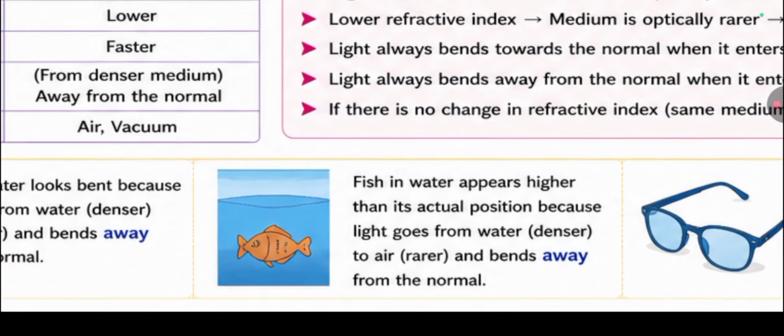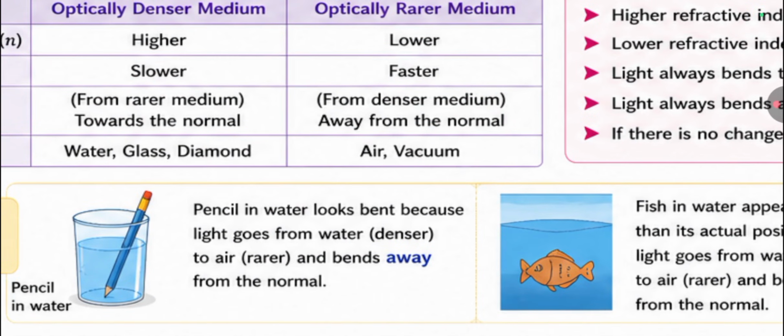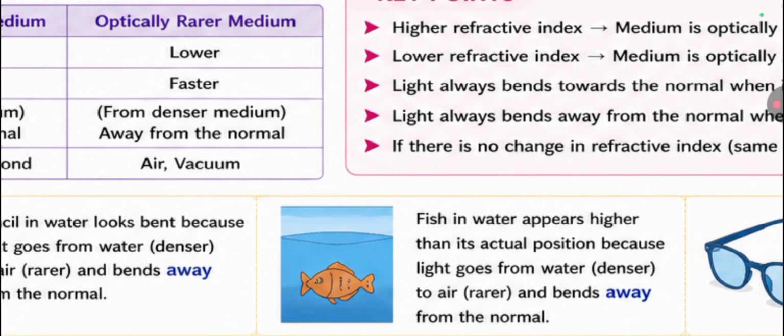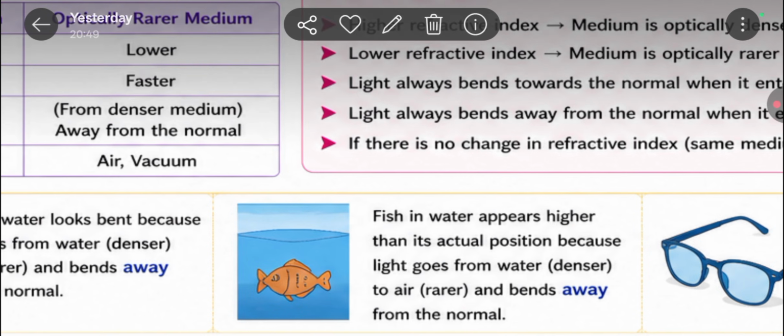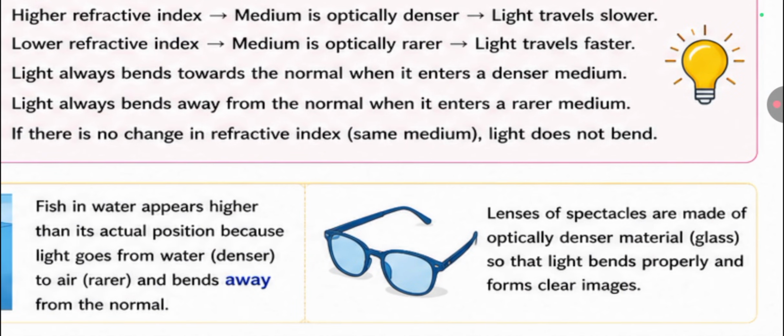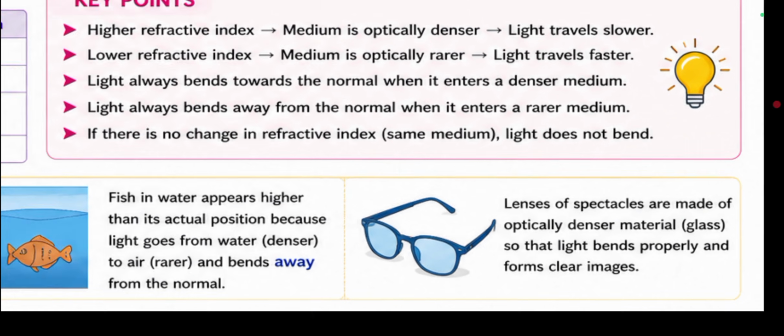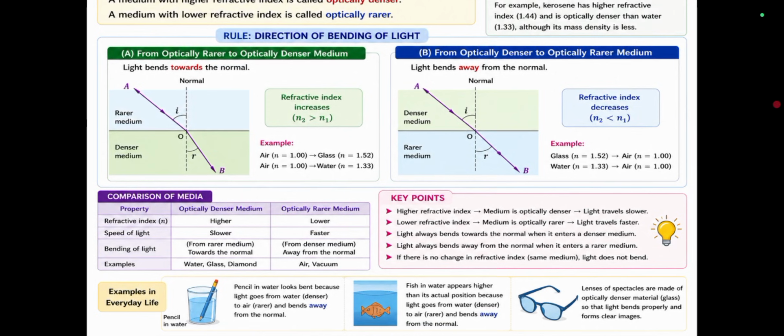Okay. Here are some examples we already know. A pencil in water looks bent because light goes from water, the denser medium, to air, the rarer medium, and bends away from the normal. In the second case, a fish in water appears higher than its actual position because light goes from water, denser, to air, rarer, and bends away from the normal. In the third case, lenses of spectacles are made of optically denser material, that is glass, so that light bends properly and forms clear images. These are some examples of denser and rarer media.